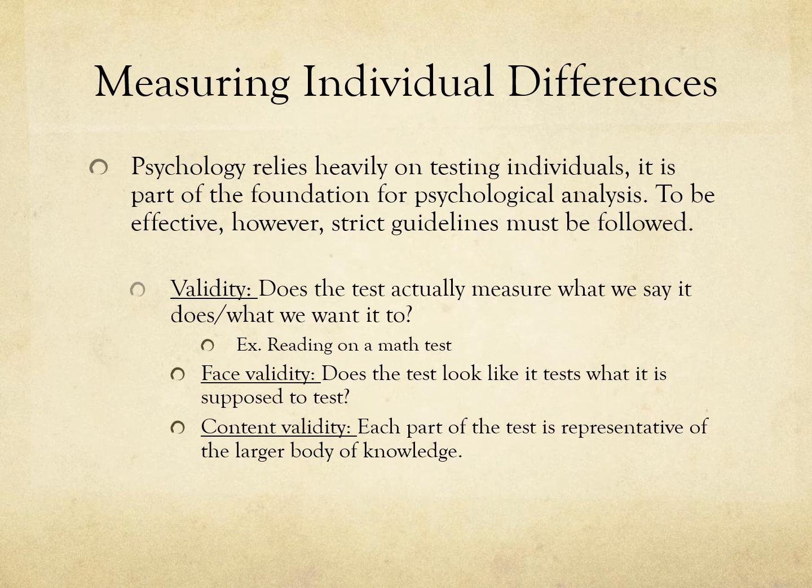Face validity. Does the test look like it tests what it is supposed to test? So face validity is, does it look like it's a correct test? Content validity, each part of the test is representative of the larger body of knowledge. So the different parts of it, do they represent what we're learning? Think about psychology. Is this particular quiz or test measuring what it's supposed to in the whole of the psychology class?